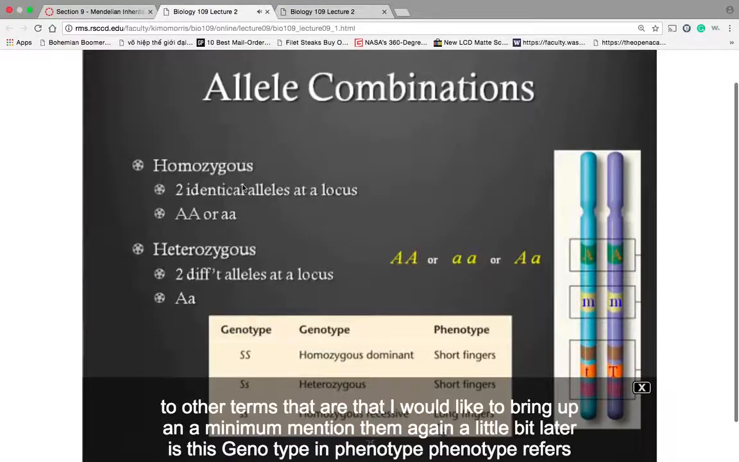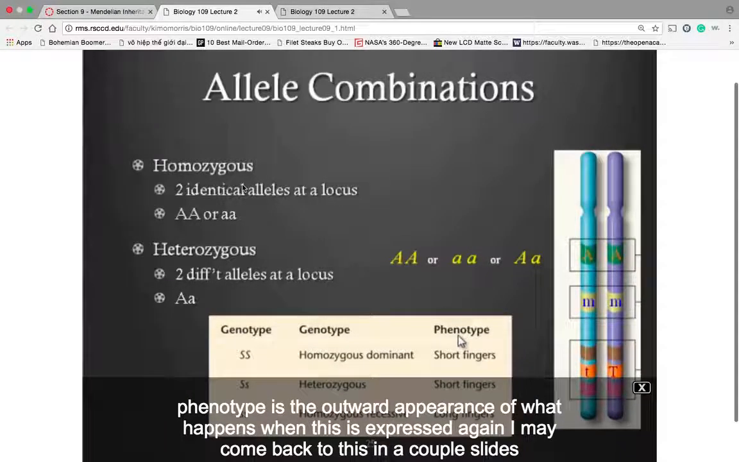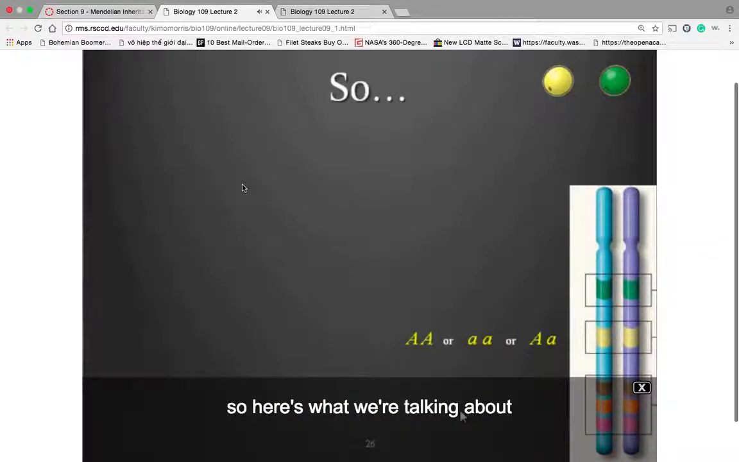Now, two other terms that I would like to bring up, and I'm going to mention them again a little bit later, are genotype and phenotype. Genotype refers to this combination here of what you have in your DNA. Phenotype is the outward appearance of what happens when this is expressed. Again, I'm going to come back to this in a couple of slides. So, here's what we're talking about.